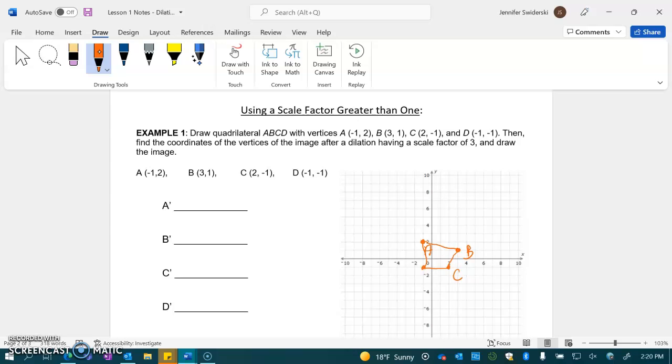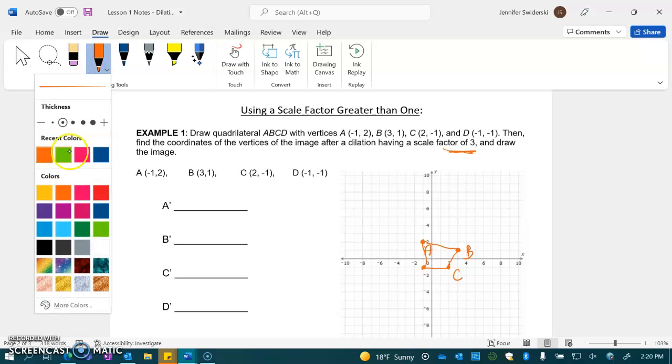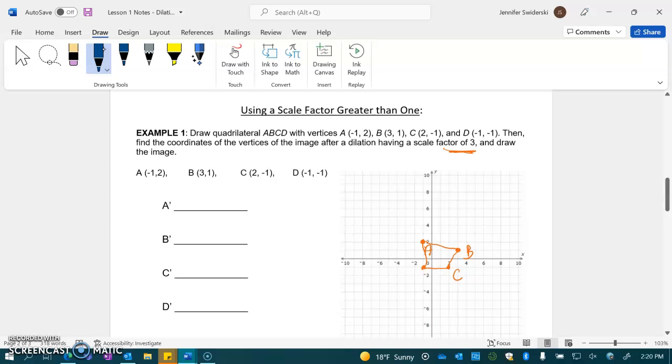Well, now they want me to find the coordinates of the vertices of the image after a dilation with a scale factor of 3. So I'm going to take these points and multiply them by 3. If I look at A, and I'm multiplying both parts by 3, A prime is going to be -3, 6, because I'm multiplying both my X and Y by 3. So when I graph that, I get -3, 6.